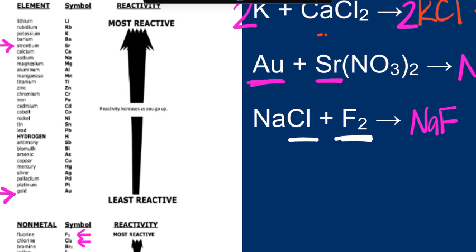Then for our element by itself, I ran out of room here, so I'm going to put it right underneath. We're going to have chlorine. But remember, chlorine is a diatomic element, so it's always going to come as Cl2. Then we need to go back and balance the equation, which should be pretty simple because we have 2 diatomic elements here. All we're going to need to do is put a 2 in front of the sodium chloride and a 2 in front of the NaF to balance this equation.